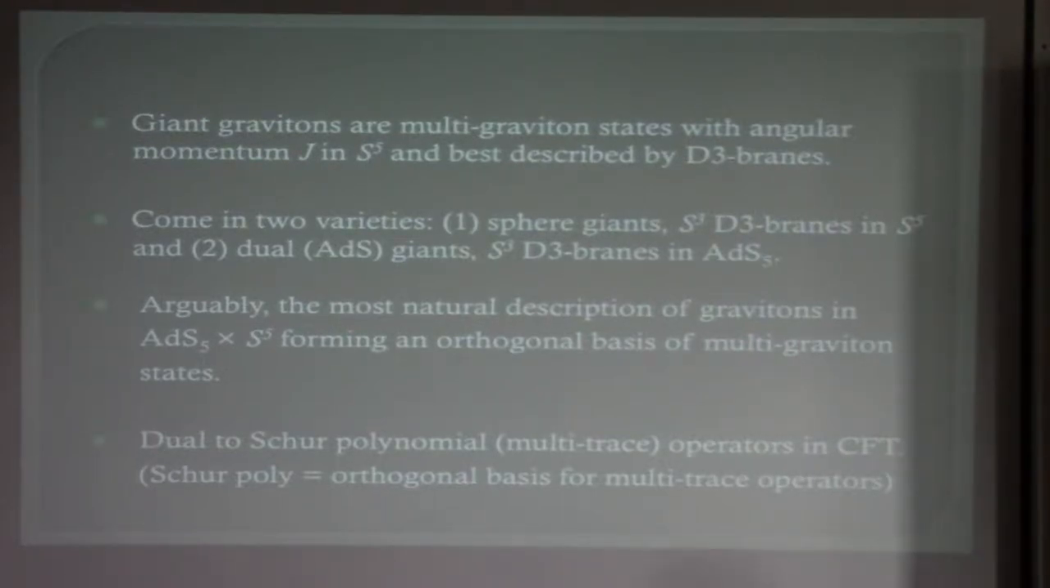And this is arguably the most natural description of gravitons in AdS5 times S5, in the sense that this is a Schur polynomial that forms the orthogonal basis of multi-graviton states. So that's why I consider it the most natural description. And as I mentioned many times, the dual of this object is a Schur polynomial in conformal field theories.